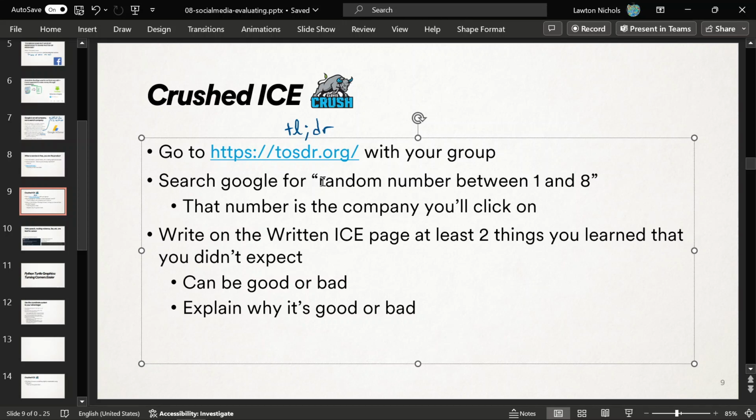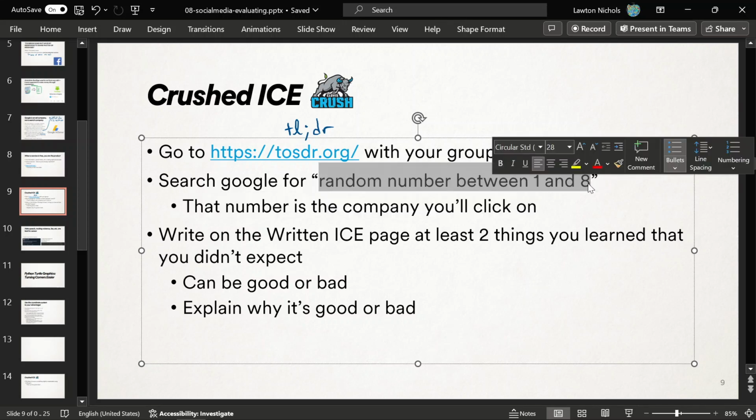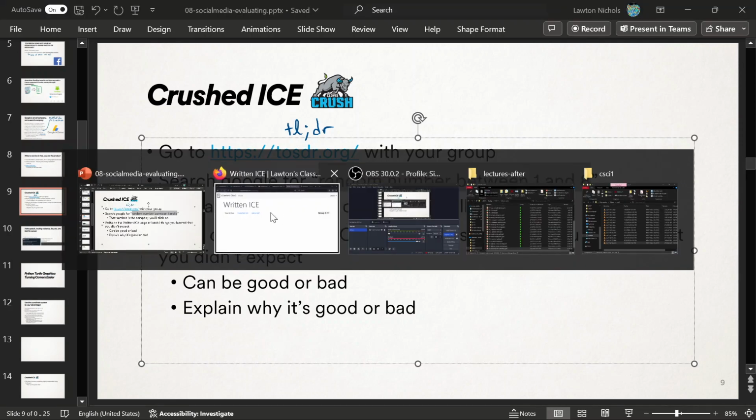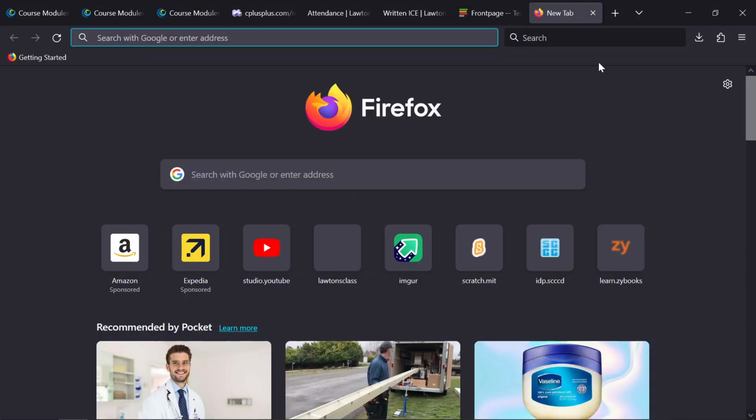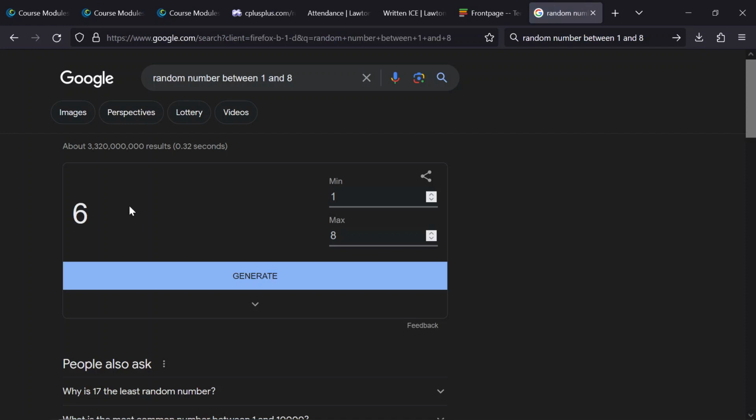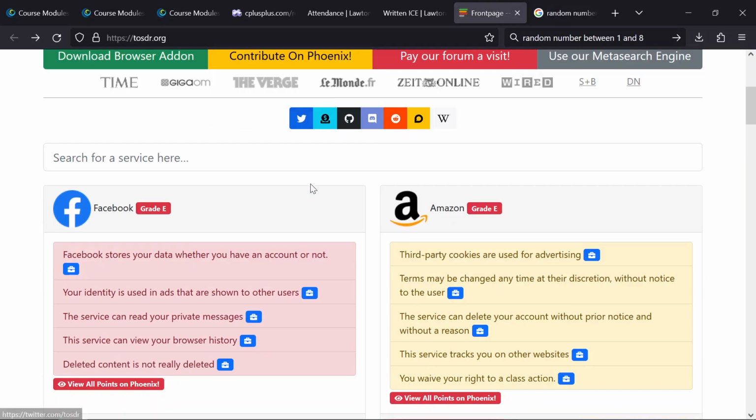And I would like you to search Google with your group for a random number between 1 and 8, or roll a die if you have one in your backpack. If you search Google for a random number between 1 and 8, it will give you a number like 6, and that will be the number you use with your group, because I want all of us to look at a different company.